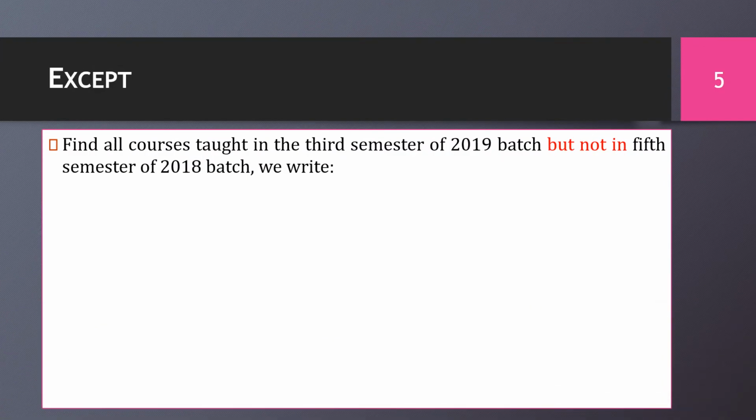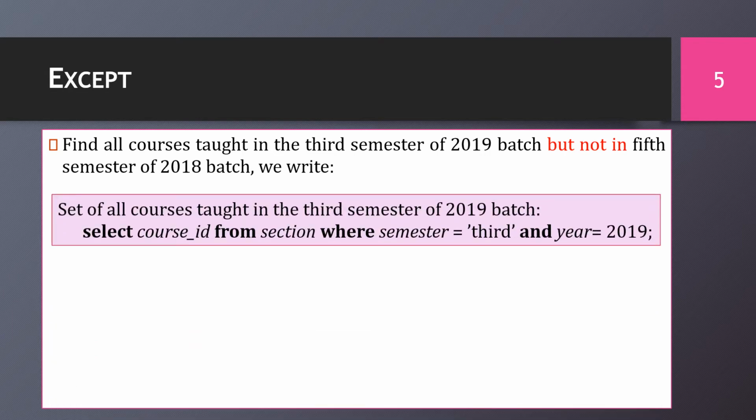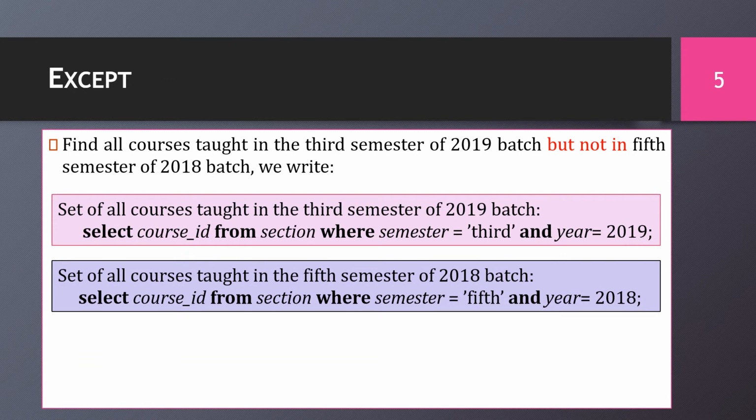Example for the except command. Find out all the courses taught in the third semester but not in the fifth semester. As in the previous case, first we have to find out the courses taught in the third semester. Then we are going to find out the courses taught in the fifth semester. Now we have to find out the courses taught in the third semester but not in the fifth. So we have to perform this A minus B. It should satisfy the first query, but it should not be in the second query, right? So the correct operation we can use here is the except or the minus command.